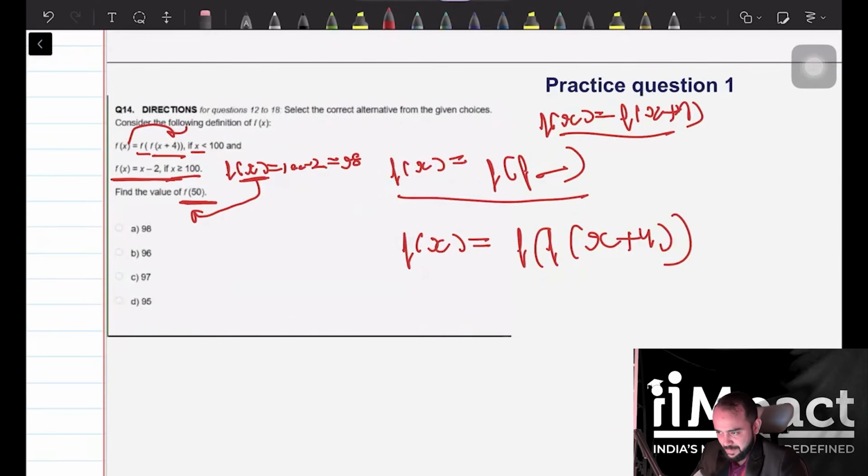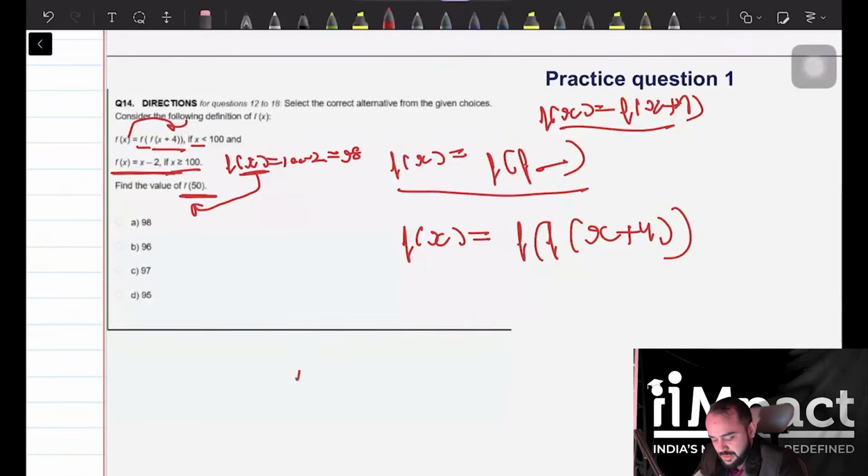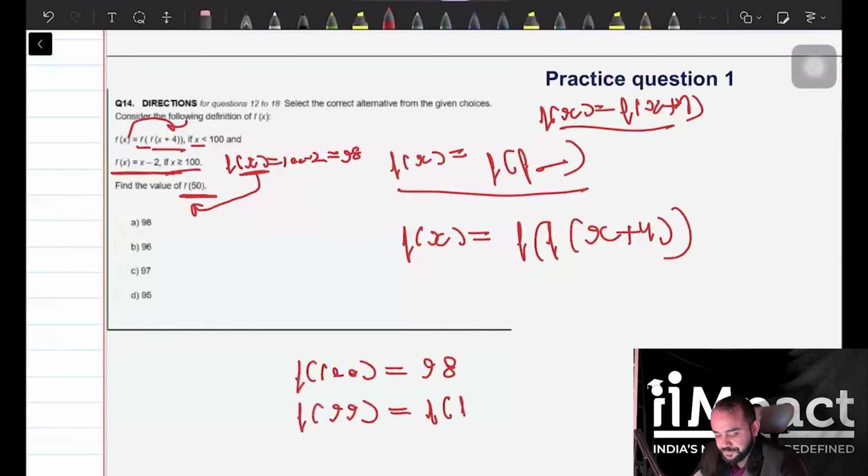So, what was the next step? How do you identify a pattern? By getting some data points. So, you have f of 100 is equal to 98. F of 99 will be equal to f of 103. What is f of 103? F of 101. Sorry, f of 103 is 101. And what is f of 101? 101 minus 2, which is 99. So far everyone is with me, I hope.